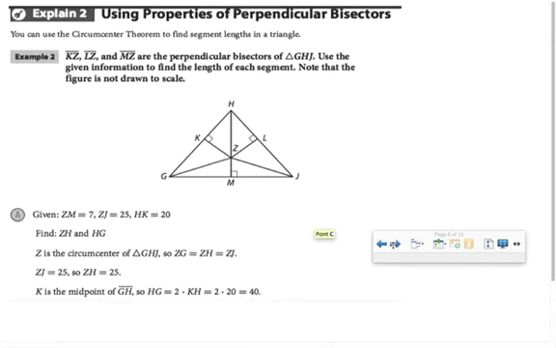In this example, we're using the Circumcenter Theorem to find segment lengths in a triangle. So I am given these values. Sometimes you might find it helpful to take the information and put it in the diagram. So I know that ZM is 7. I know that ZJ is 25. And I know that HK is 20. I'm being asked to find these values: ZH and HG.